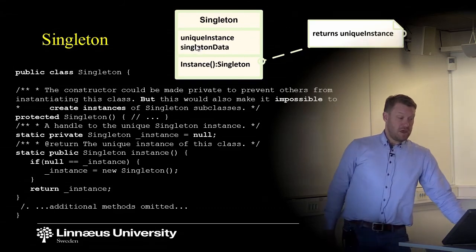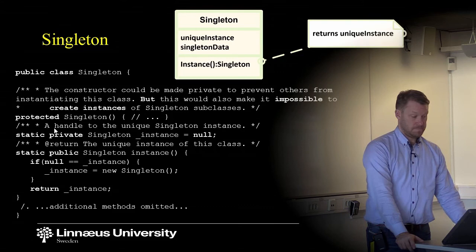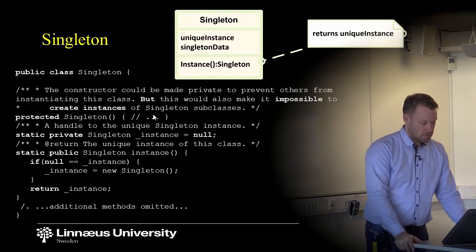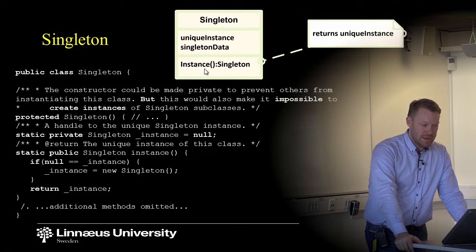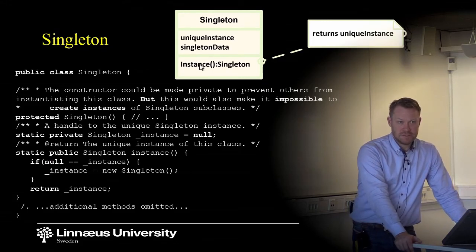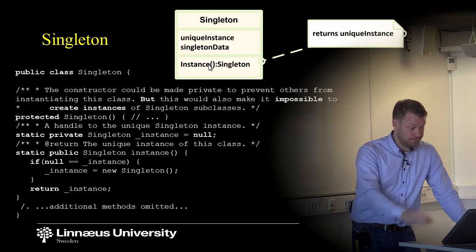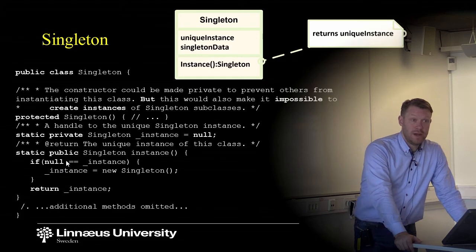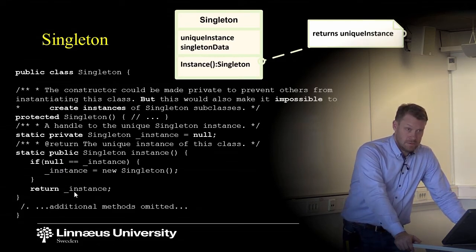But what's important here is that we have a protected attribute, a unique instance. Whenever someone would like to get the reference to this unique instance, they send a message to this static method. Static in Java means that it's accessible just using the class name. You don't need an object instance. But you can see here that if we haven't created an instance yet, we create an instance, and then we return the instance. If we already have created an instance, well, we just return it.